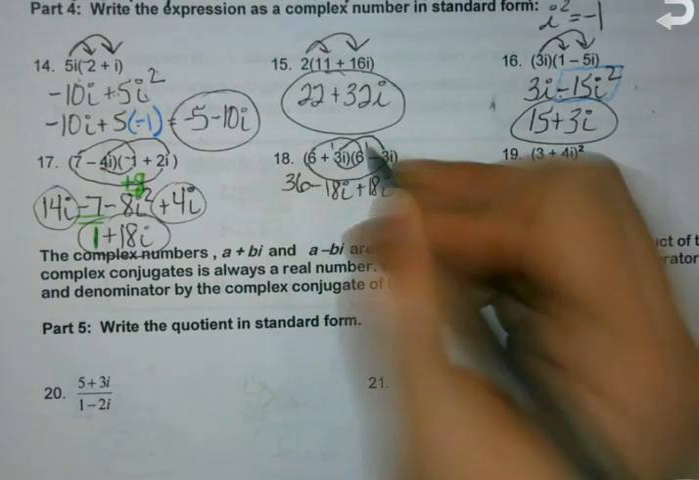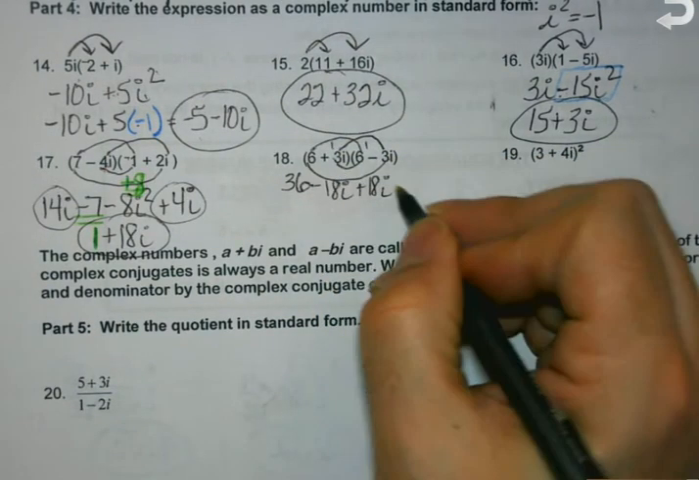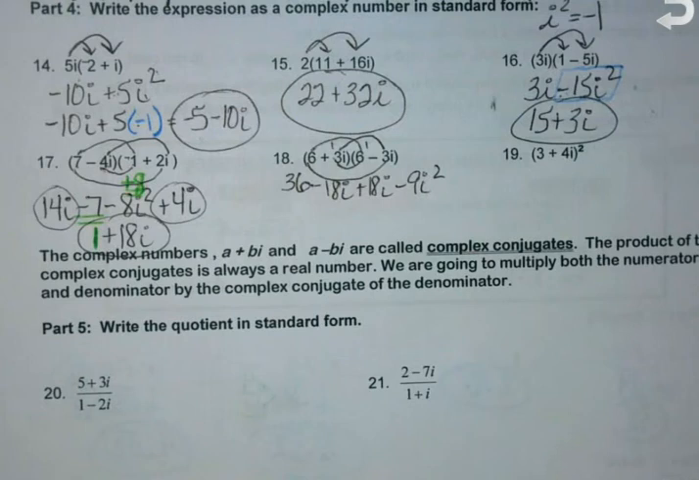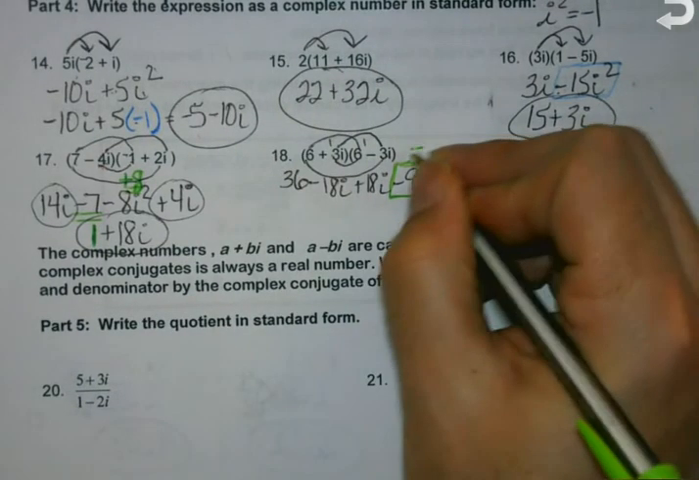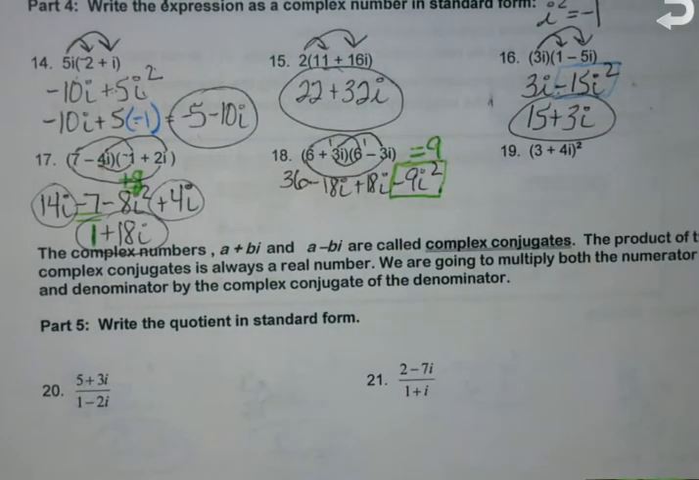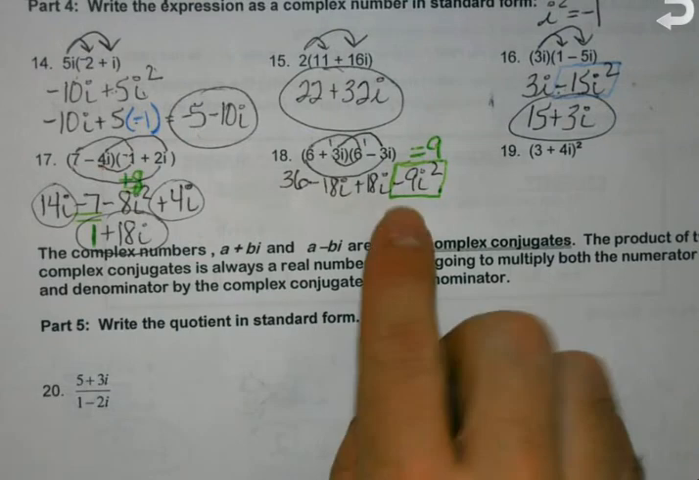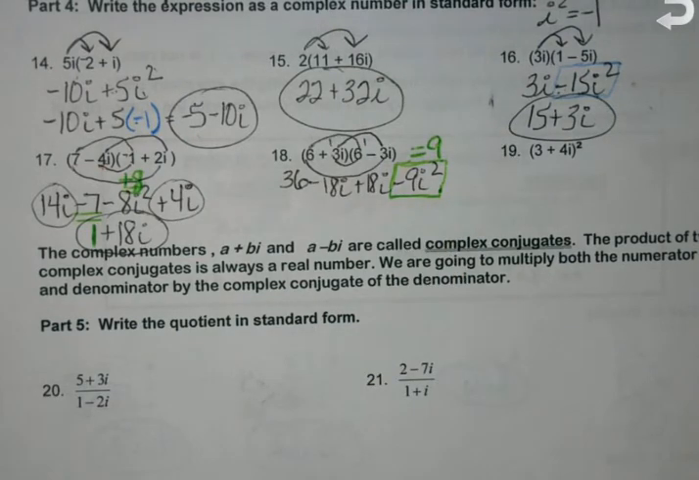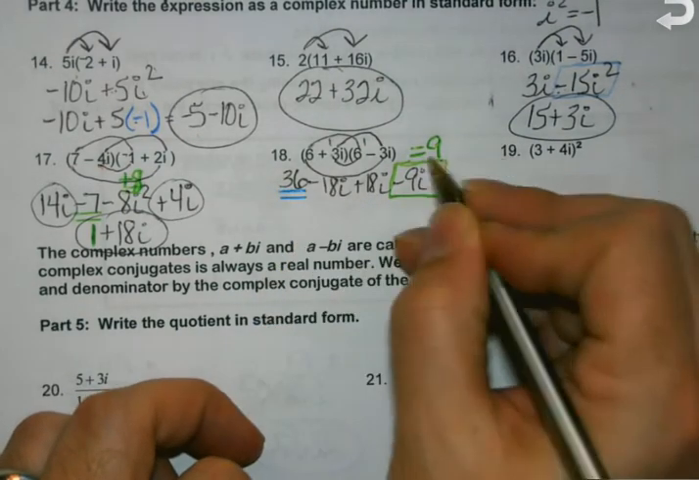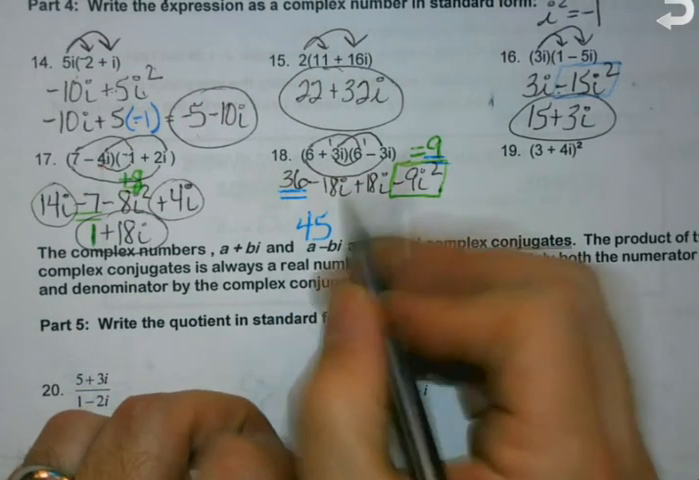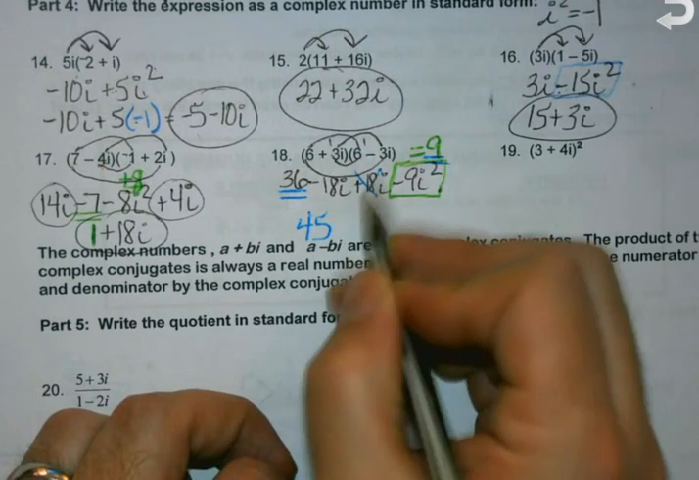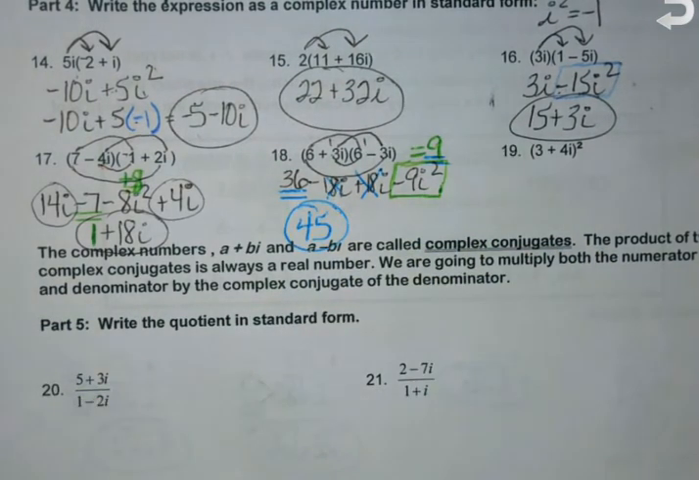And my last, 3i times negative 3i is negative 9i squared. Again, this equals positive 9, because again, negative 9 times negative 1. And once I have that, I'm just going to combine like terms. 36 and 9 is 45. Negative 18i and positive 18i cancel. Ends up being 45. No i's, no i squared, just 45.